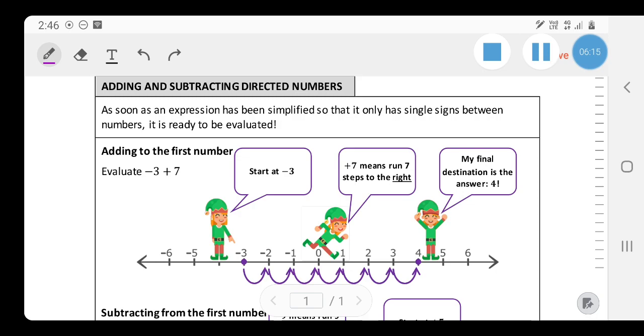We're going to use the number line to evaluate this sum: -3 plus 7. Now I've got this little elf.